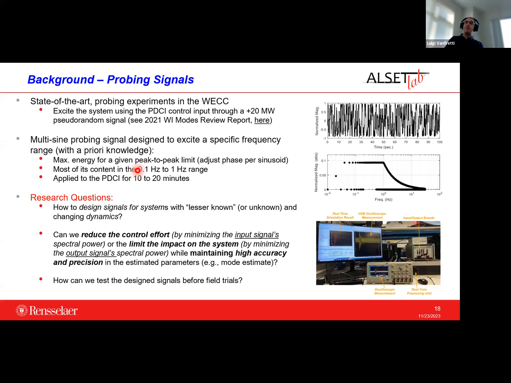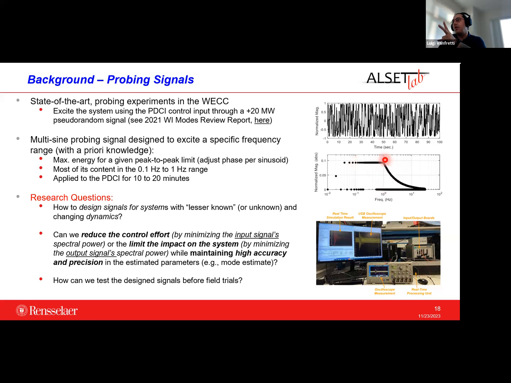Okay, so now to more researchy things. The state of the art on designing these experiments is basically shown in this report from 2021, and it's a plus minus 20 megawatt signal that you can see here. Now the signal has been designed in such a way that you see here, on the x-axis, the magnitude, and the frequency of the sinusoid that you're going to inject.